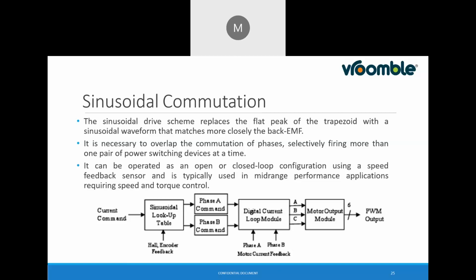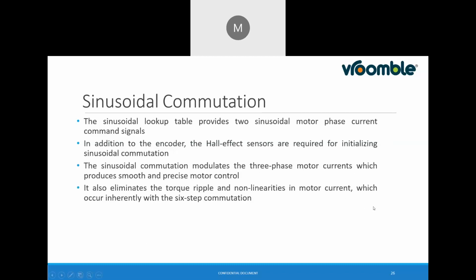And if you remember, yesterday we have seen that diagram, how this sinusoidal waveform is being created to drive the motor smoothly, right? Basically the sinusoidal lookup table provides two sinusoidal phase currents. In addition to the encoder, the Hall effect sensors are required for initializing sinusoidal commutation. The sinusoidal commutation modulates the three-phase motor current, which produces smooth and precise motor control. It also eliminates the torque ripples and the non-linearities in motor current, which occur inherently with the six-step commutation.